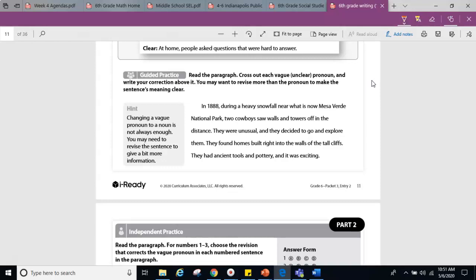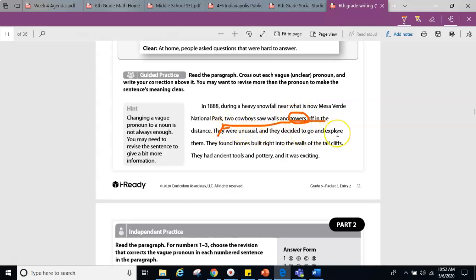They were unusual and they decided to go explore them. So, they were unusual. Were the 2 cowboys unusual, or were the towers off in the distance unusual? From reading this, I'm going to say the towers off in the distance. So, instead of saying this, we're going to say the towers. I cannot write it in there, but you guys can.